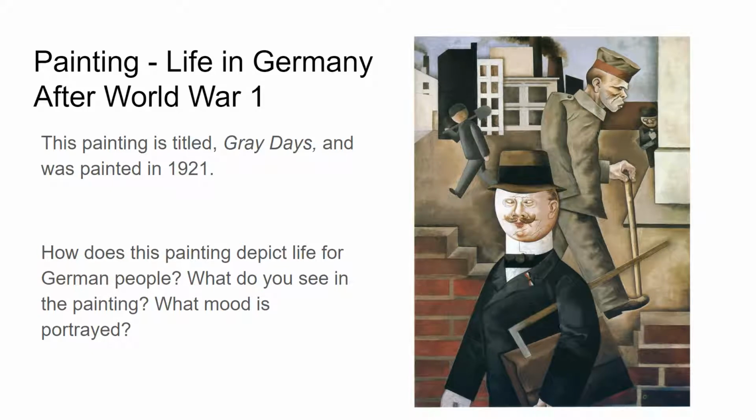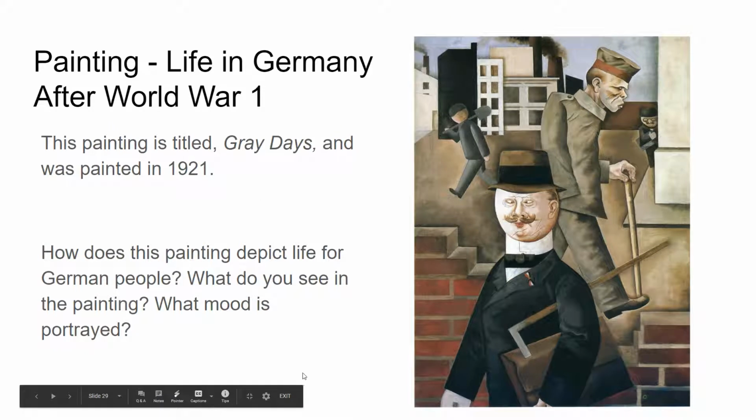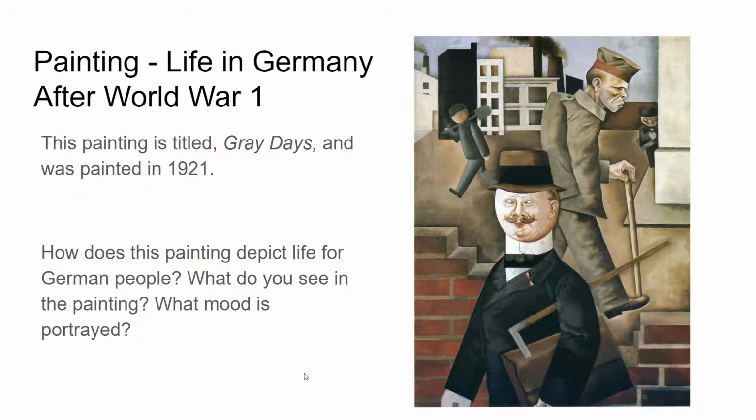So here we're going to take a look at this painting. This painting's called Gray Days, and it was painted in 1921. I think this painting does a good job of showing what was happening in Germany after World War One. So this is the question that's on your document here. How does this painting depict life for the German people? What do you see in the painting? What mood is portrayed? And is there anything else interesting that stands out to you?